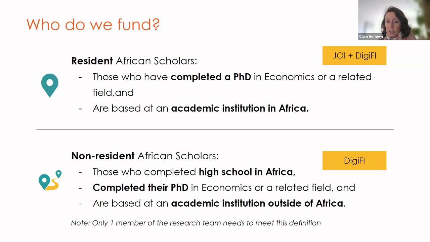DIGIFY funds both types of African scholars, while JOI only funds resident African scholars, specifically those living and working in sub-Saharan Africa. I want to note only one member of the research team has to meet this criteria in order for that team to be qualified as an African scholar team. This means that the team can include researchers from a range of countries or organizations. So for example, researchers who are currently working at think tanks can form part of the team as long as one other member meets this definition. And I'm stressing this point because we've had applications in the past from teams who are only based at think tanks, and they're unfortunately ineligible because JPAL only disperses funding to individuals at universities. So if you're thinking of building a team to submit a proposal in the future, just bear this in mind.